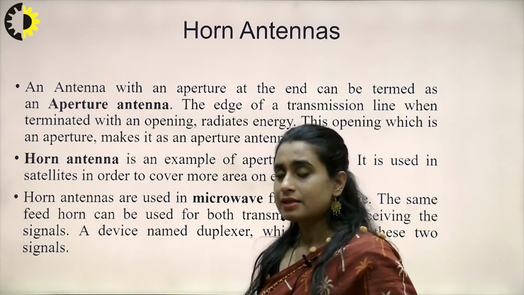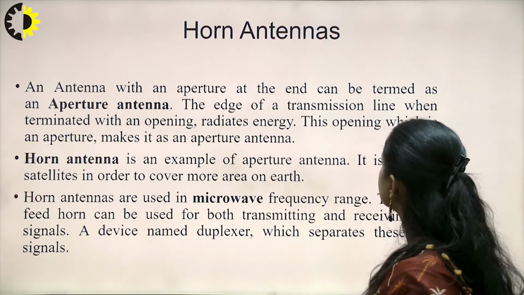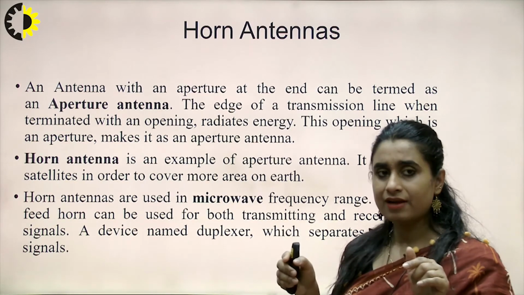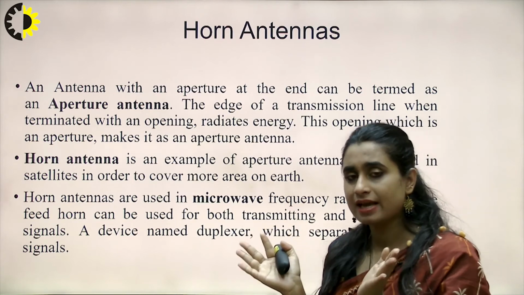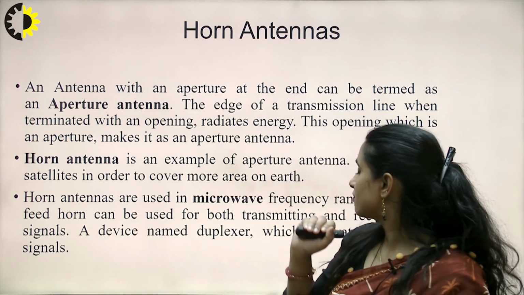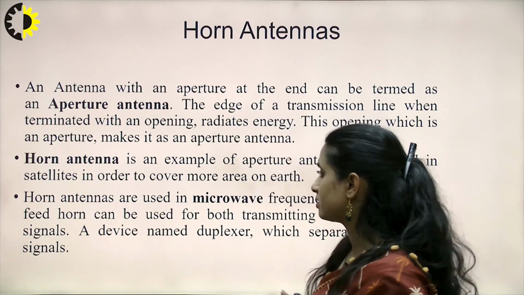Next is horn antenna. Here the aperture at the end can be termed as aperture antenna, right? A simple waveguide, when it is flared at its end, it can be considered as a horn antenna. It's an example of an aperture antenna. This is used in satellites in order to cover more area on Earth.